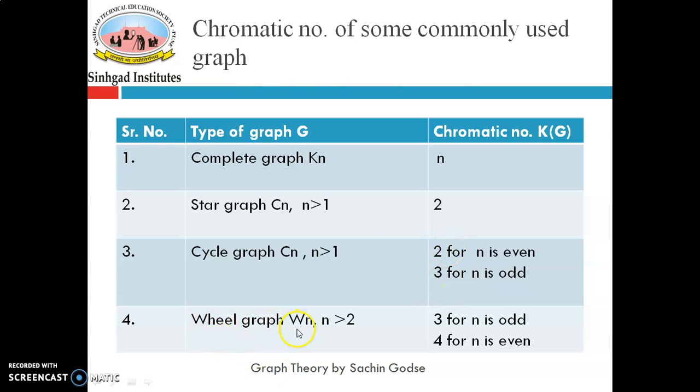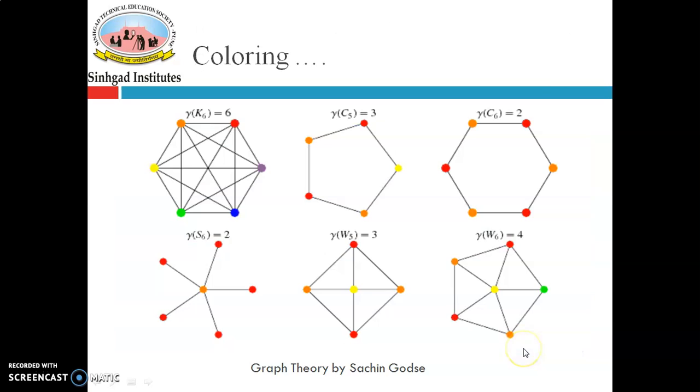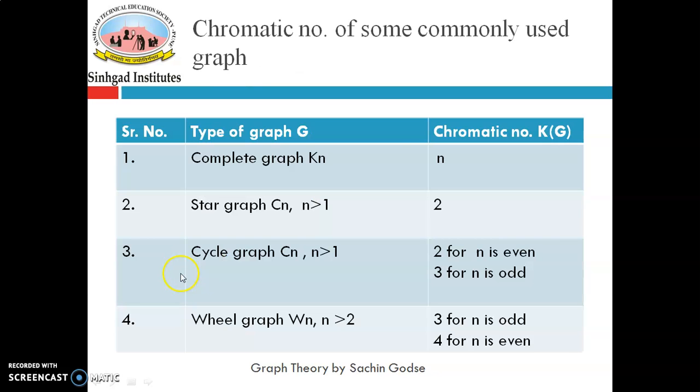For a wheel graph Wn, n is greater than 2, meaning the number of vertices should be greater than 2. In that case the chromatic number is 3 for a wheel graph if the number of vertices is odd, and the chromatic number is 4 for a wheel graph if n is even. So whatever we saw in the table, we can check. One by one we will check.